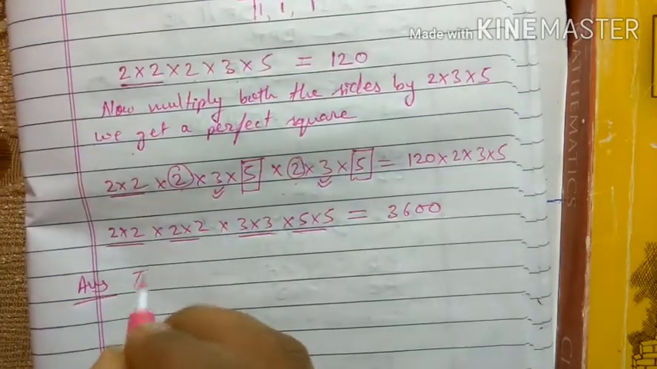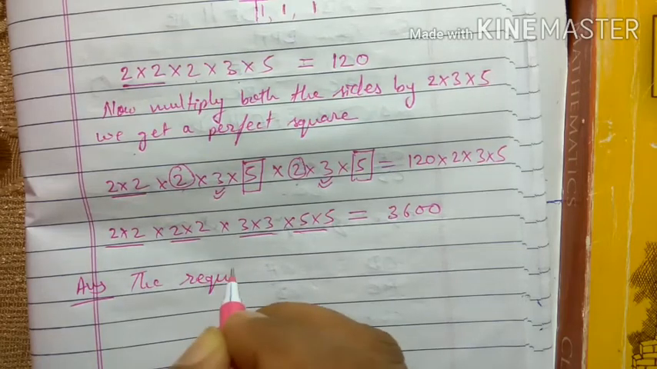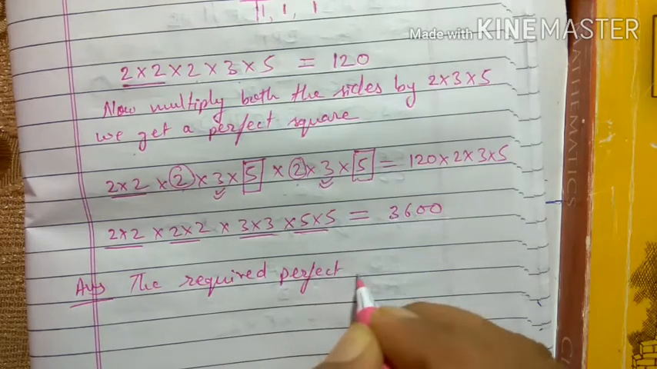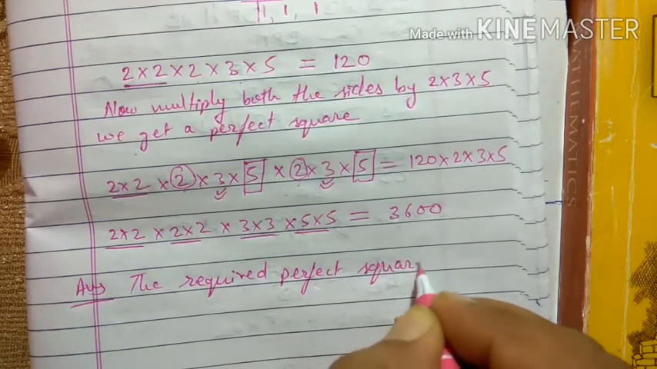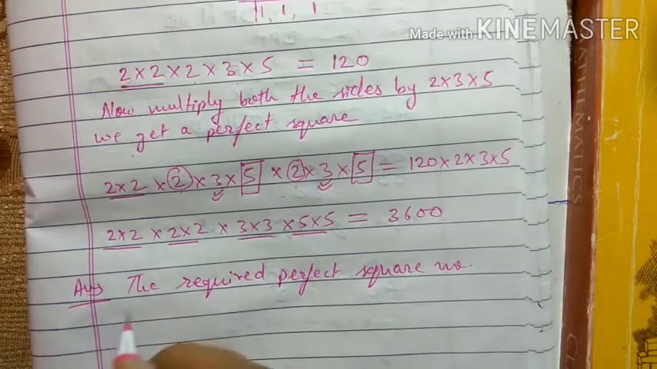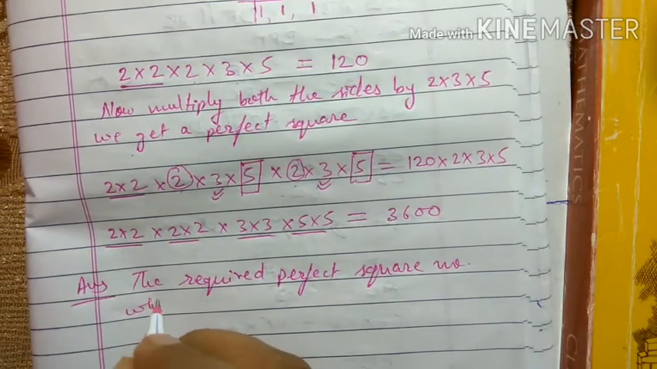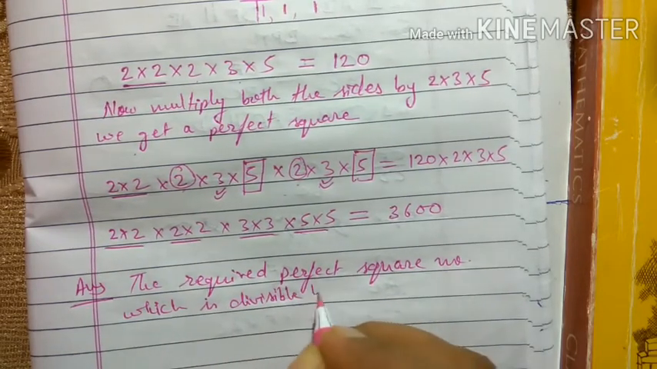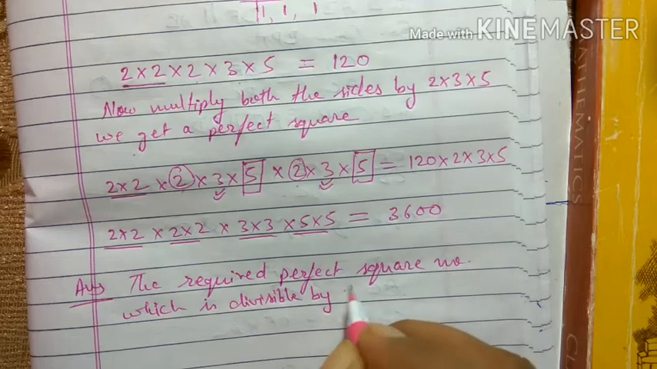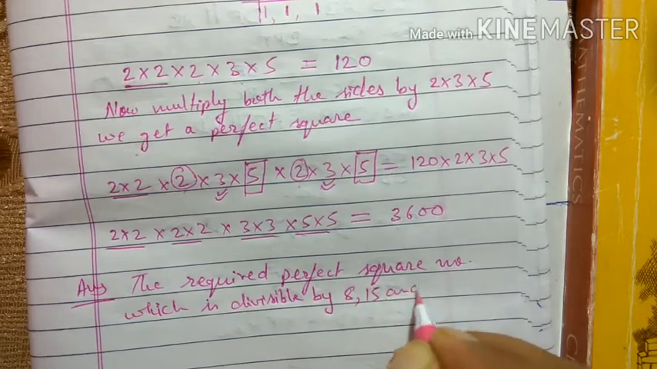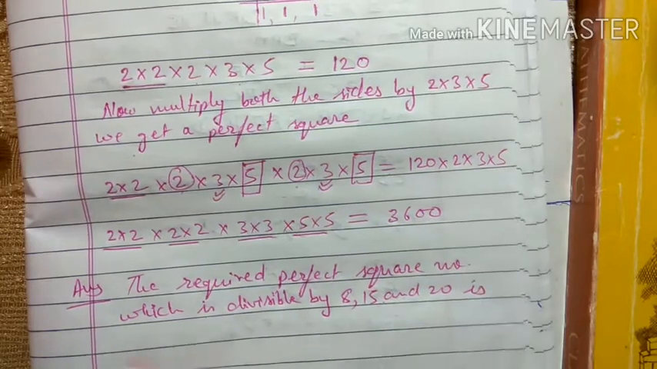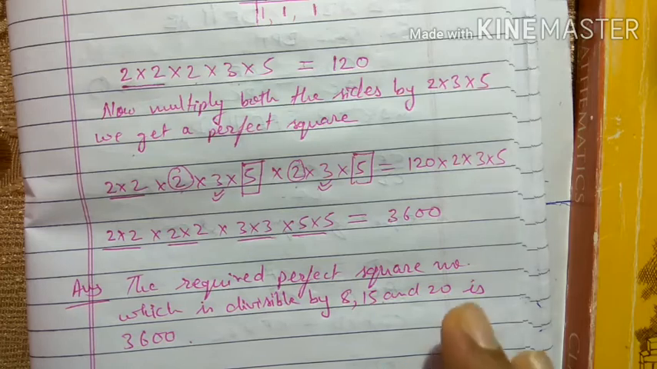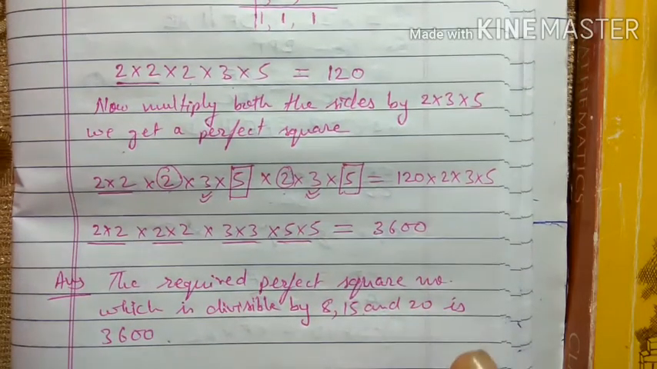So at the last we will write down the answer: the required perfect square number which is divisible by 8, 15 and 20 is 3600. Okay, so in this way you have to do question number 9 by yourself.